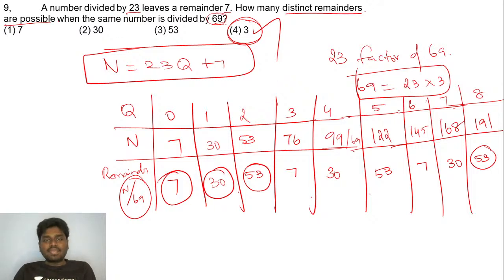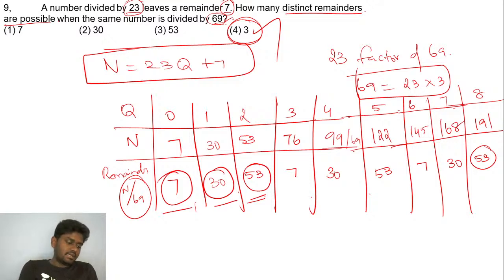When you try to take the number and divide it by 23, and you get a remainder 7, and if you take the same number and divide it by 69 again, you will be getting the distinct remainders to be 7, 30, and 53. That's it. Very simple answer. Clear, guys? Nothing to complicate here.